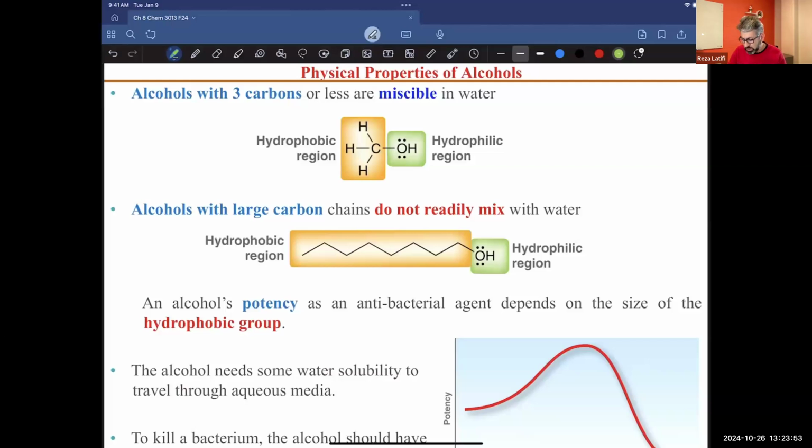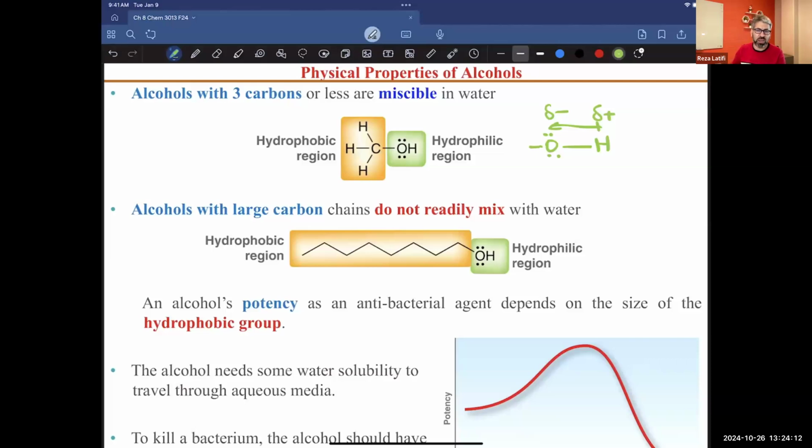The first one will be the miscibility of alcohol with water. Alcohol has the OH group, and we know OH is capable of getting involved in hydrogen bonding because H has a positive charge and O has a negative charge. And remember, O has two lone pairs, so it's capable of building hydrogen bonding.